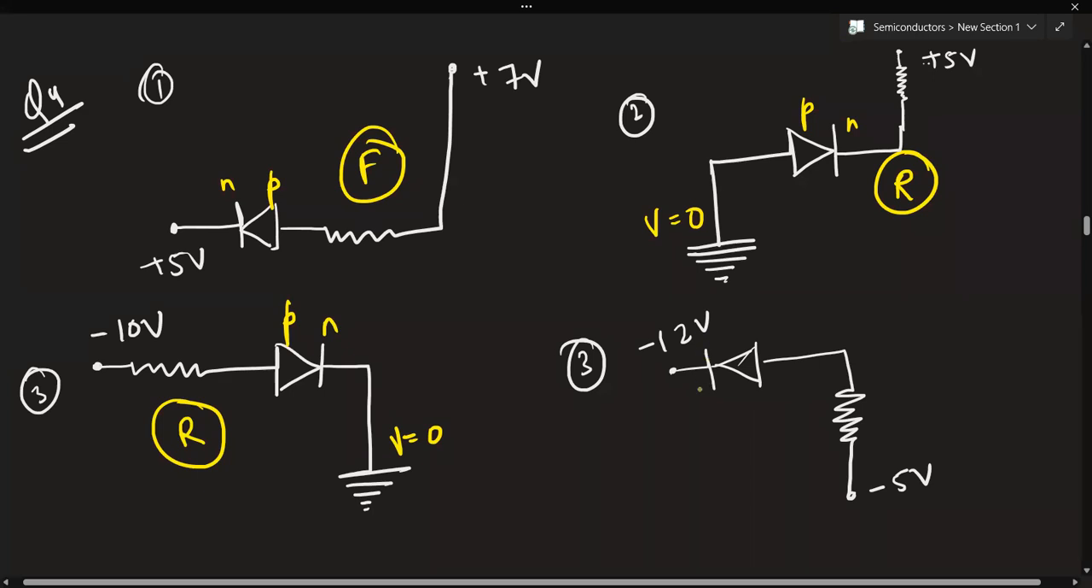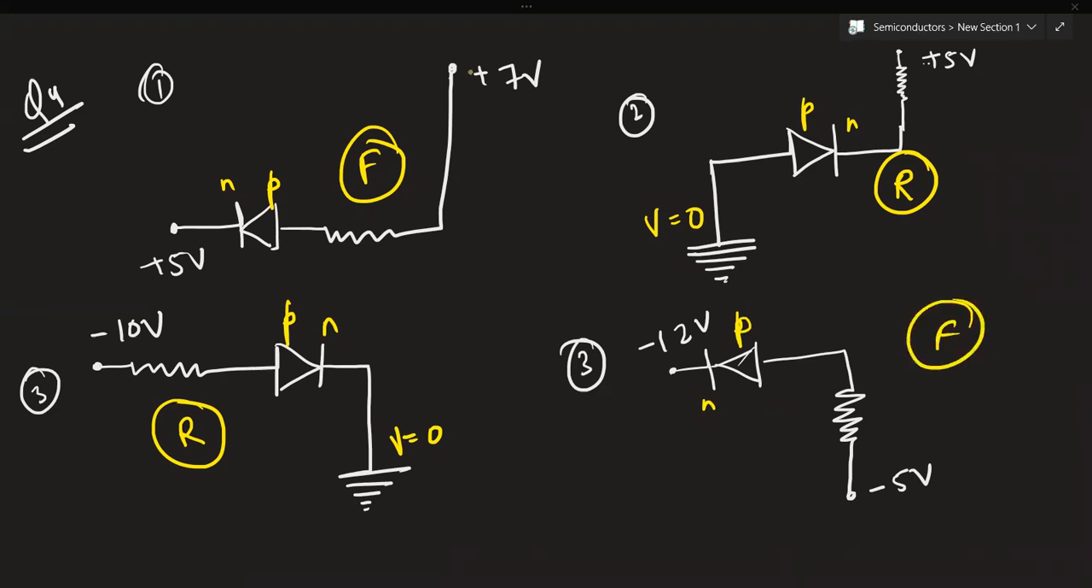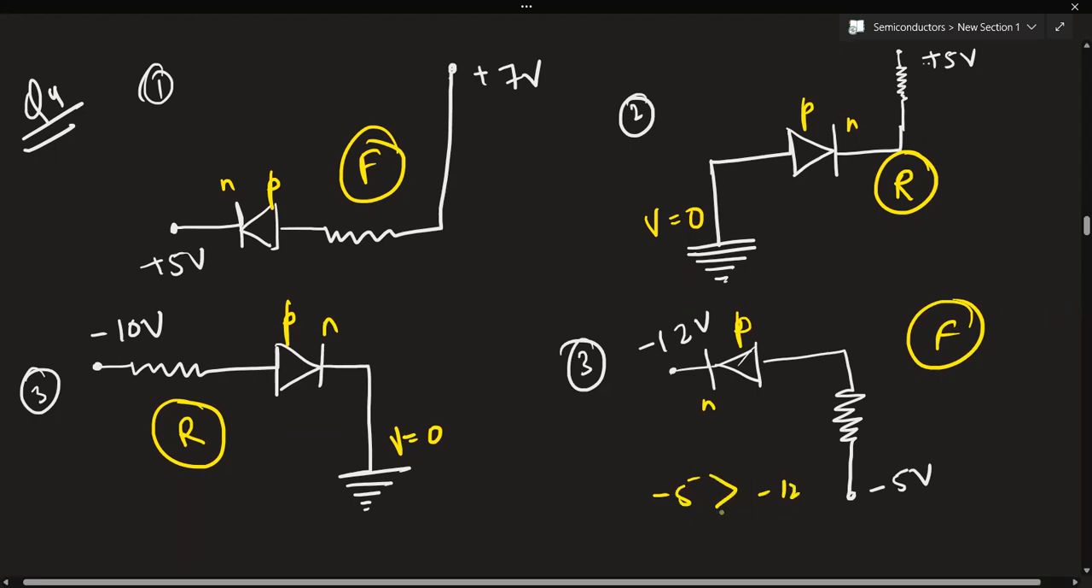Whereas in case of the third one, this P type is connected to minus 5 and N type is connected to minus 12. So minus 5 is greater than minus 12. So this is forward biasing. Why? Because P type is connected to the higher voltage and N type is connected to the lower voltage. Minus 5 will be greater than minus 12 anyways. That's why this will be forward biasing. Just note it down.